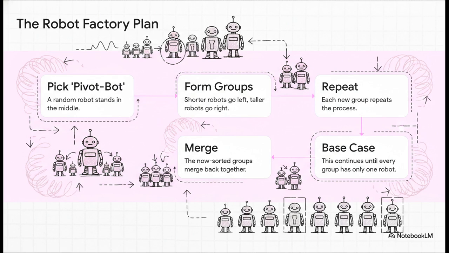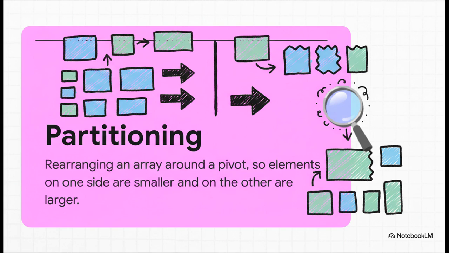Now we have two new groups. And guess what? Each of those groups does the exact same thing. This just keeps going until every group is down to just a single robot. And because of how they were divided up, when you put it all back together, voila, the entire line of robots is perfectly sorted. This whole process of rearranging everything around the pivot, well, it has a name.